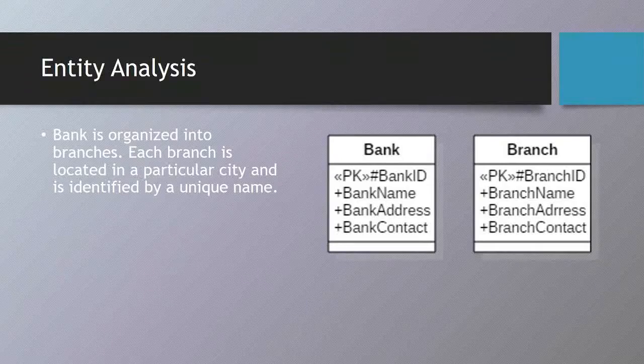First, bank is organized into branch and each branch is located in a particular city and is identified by a unique name. So in here we can conclude that there are two entities, that is bank and branch. In bank, we will use bank ID as its primary key because it is not stated in the statement. That's also the same for the branch. And the other attributes are bank name, bank address, and bank contact. For branch, it's branch name, branch address, and branch contact.